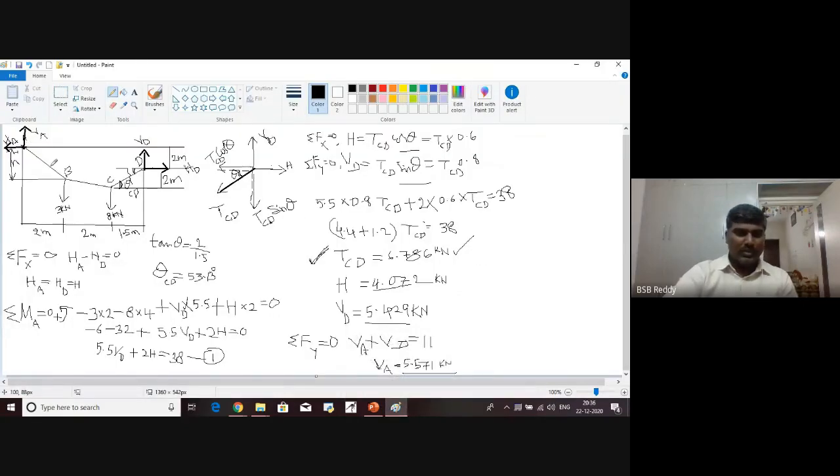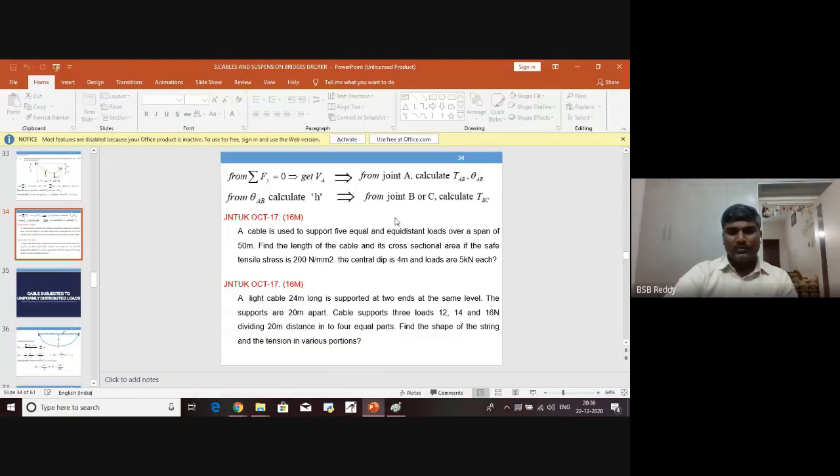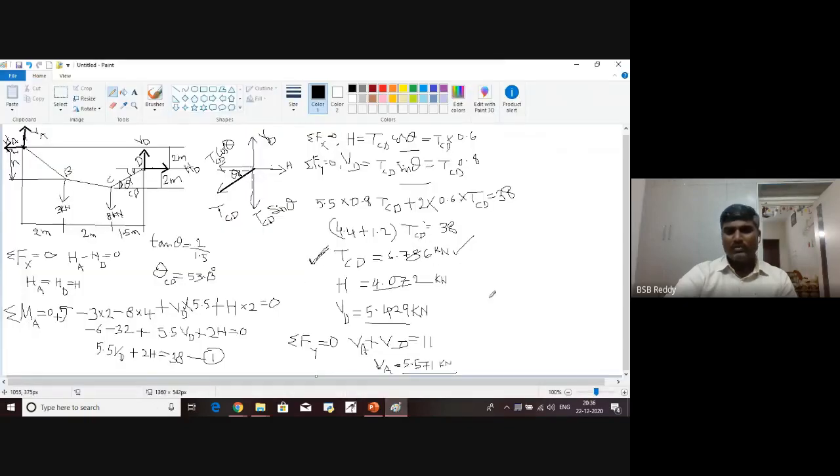So portion AB tensile force is left over and portion BC tensile force is left over. And what is the H value? These are the unknown values to find. So for that, you have been given some procedure. So from joint A, to calculate TAB and theta AB. It's the next step of solution.